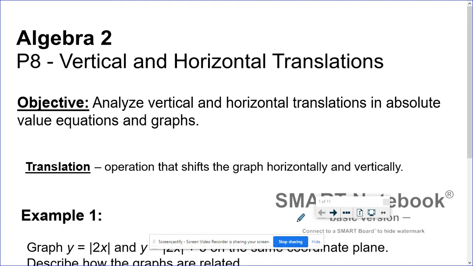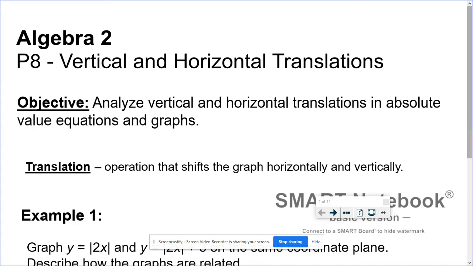The first definition is that a translation is an operation that shifts the graph horizontally or vertically. So it's going to take a graph and it's going to shift it up, down, left, or right, depending on what the operation is. And we'll look at what determines which direction it goes.